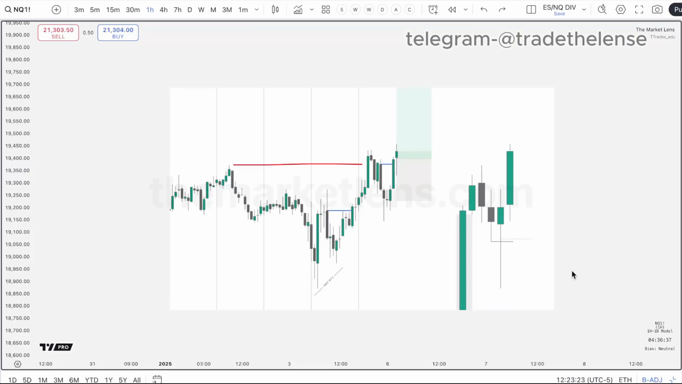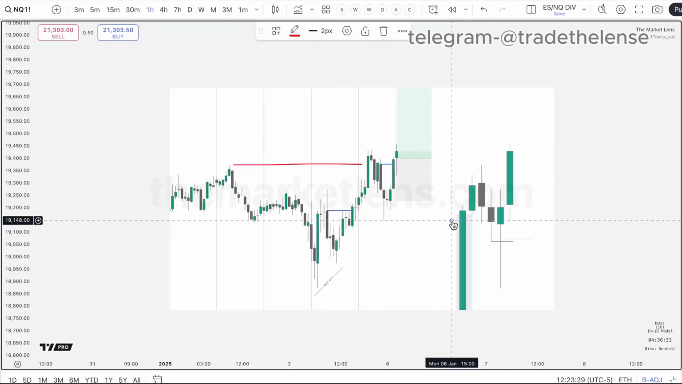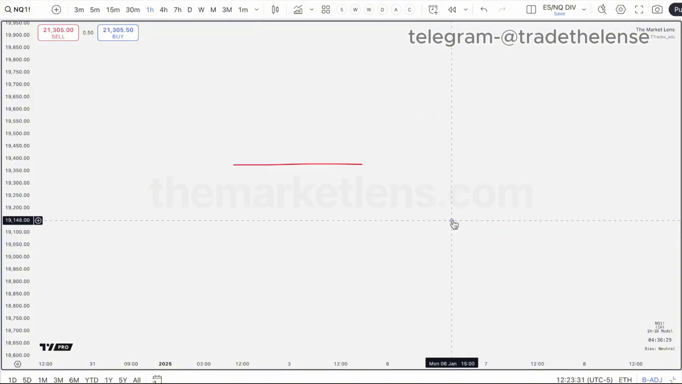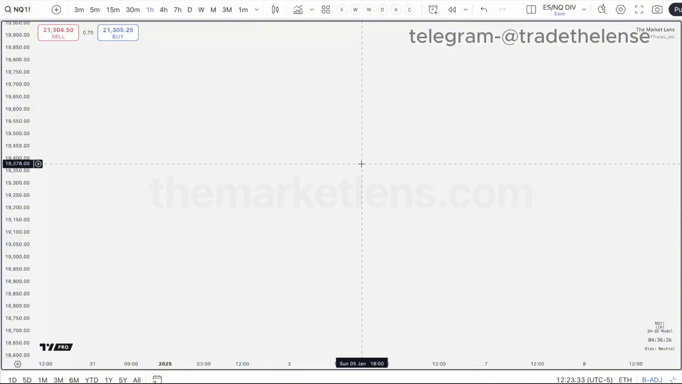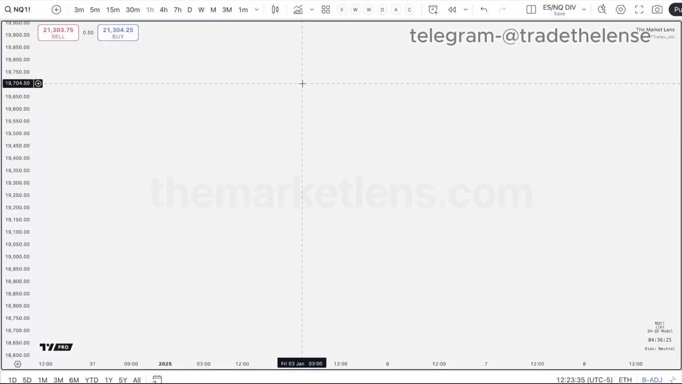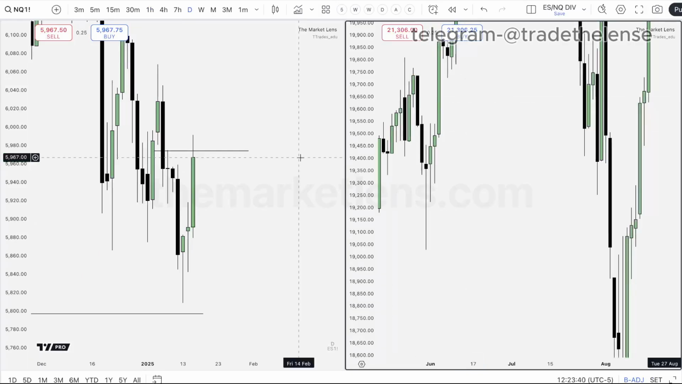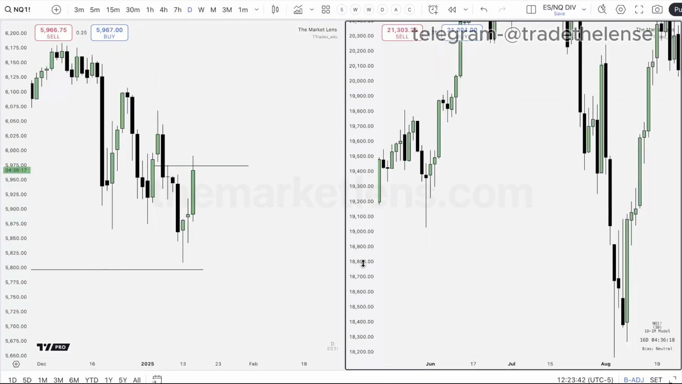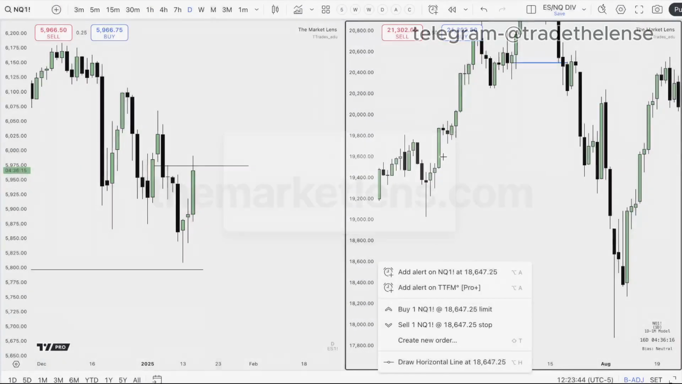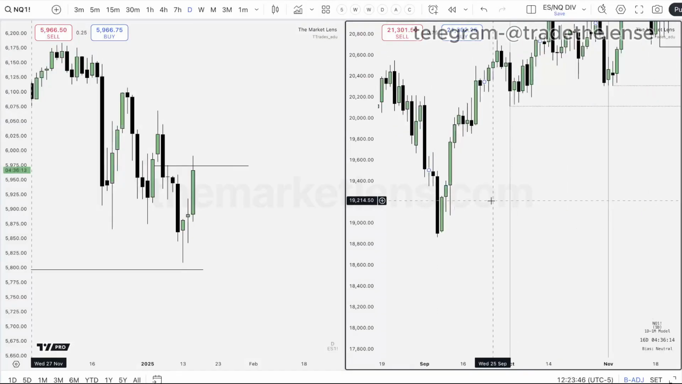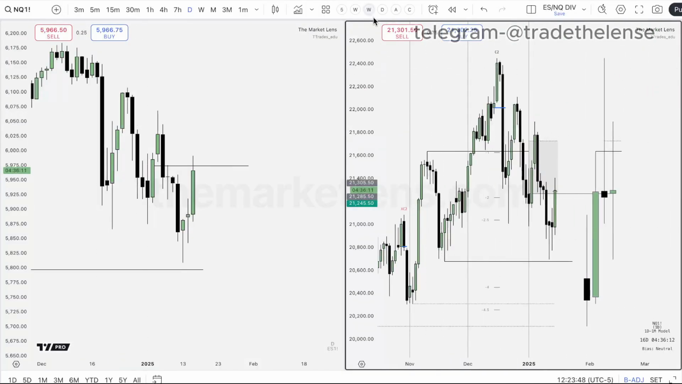What do you think happened today? Do you agree with the bias is bearish to take the equal lows on ES and NQ? I mean, I never know why stuff happens, but if we go here, daily, right? And clean up my chart real quick.